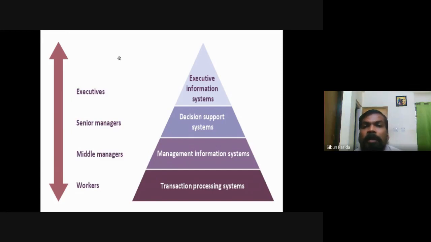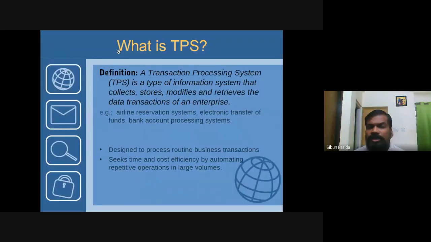Now, as I'm saying, what is a transaction processing system? It is nothing but collecting, storing, modifying, and retrieving data and information. Examples I have given are the airline reservation system, electronic funds transfer, and the bank account processing system. When you go online applying for a bank account, you are updating your Aadhaar card, voter card, PAN card information, your photo, all this information. There is a different system doing these transactions, so your account is processing. Either you want a saving account or a current account. For a saving account, there are some rules which govern the requirements.